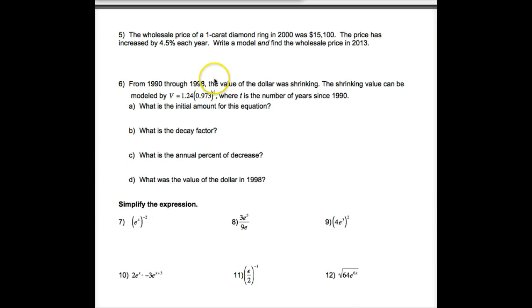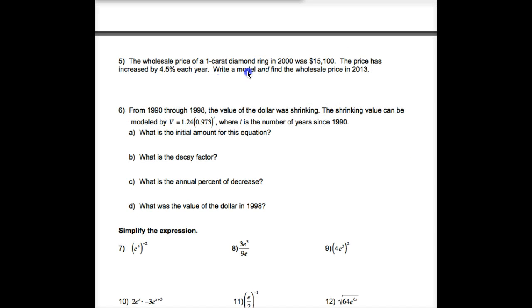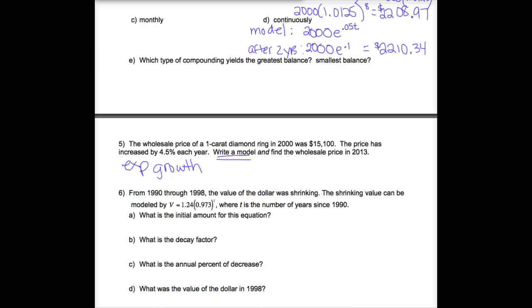Number 5, the wholesale price of a 1-carat diamond ring in 2000 was $15,100. The price has increased by 4.5% each year. Write a model and find the wholesale price in 2013. So again, write a model means leave T. Now, this is not interest. It doesn't say interest anywhere. It just says it's increasing, which means this is exponential growth. So again, you have to know which formula to use.